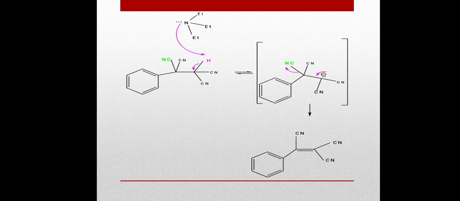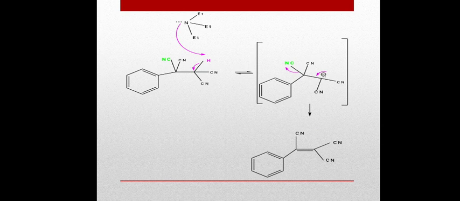You have a benzene ring with the CN getting attached, and another carbon atom to which two cyanides and one hydrogen atom is attached. So this one cyanide which I have shown you is the leaving group. So that is C alpha position, and this one is C beta position.